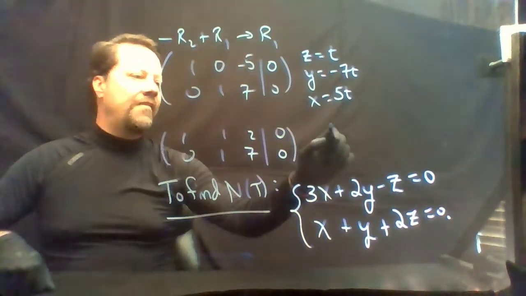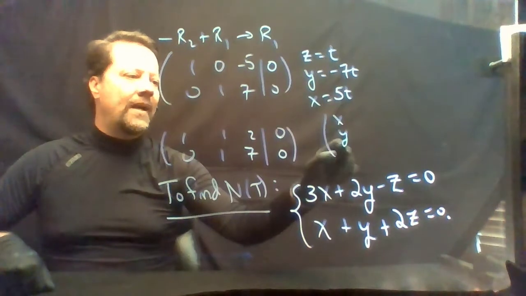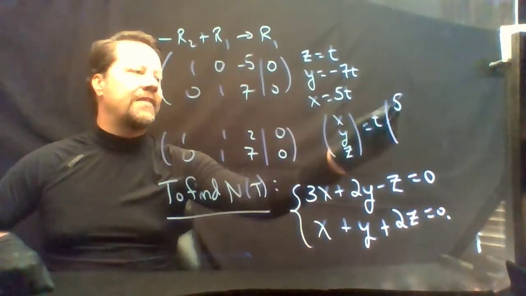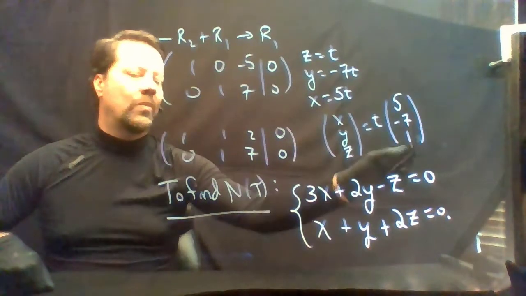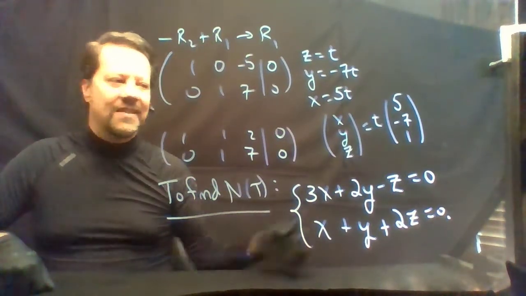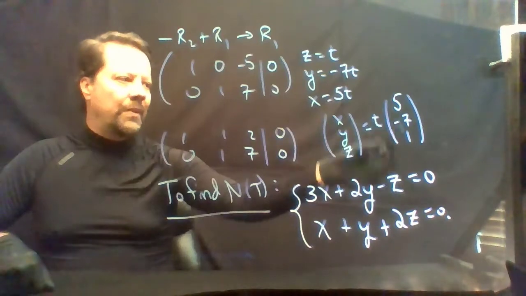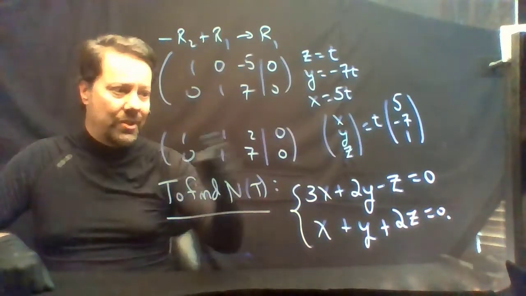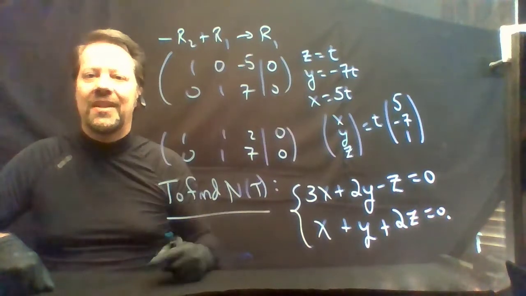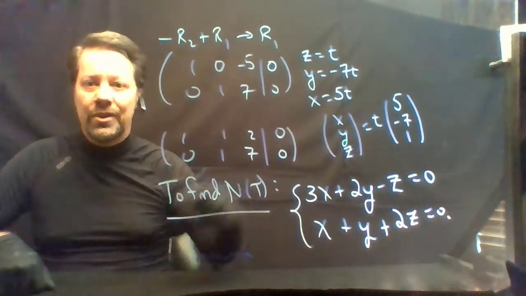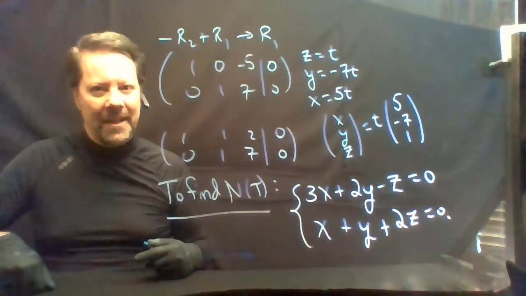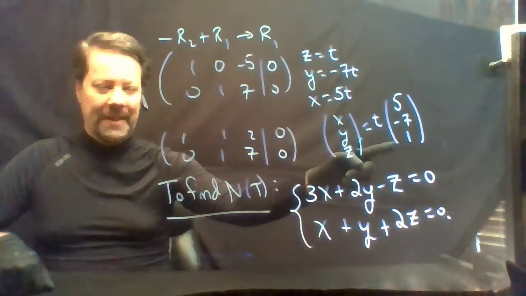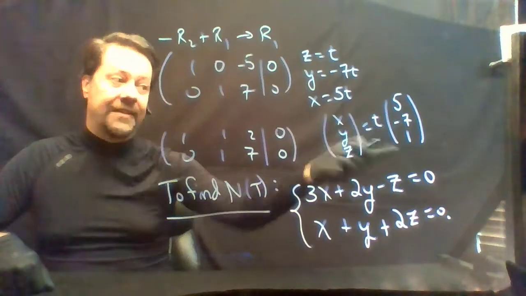That gives us vectors x, y, and z in the form t times 5, negative 7, 1. That means every scalar multiple of 5, negative 7, 1 is a solution to the homogeneous system of equations, and hence in the null space of our linear transformation. That means a basis for the null space will be the vector 5, negative 7, 1.